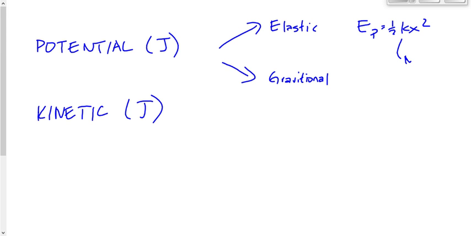Newtons per meter. What does x stand for? It's the displacement. And by displacement, we don't mean how far it moved across the room, but rather how much it's stretched or compressed. What would the units for x be? Meters. Okay, we're not going to spend a lot of time on elastic potential energy in this unit.